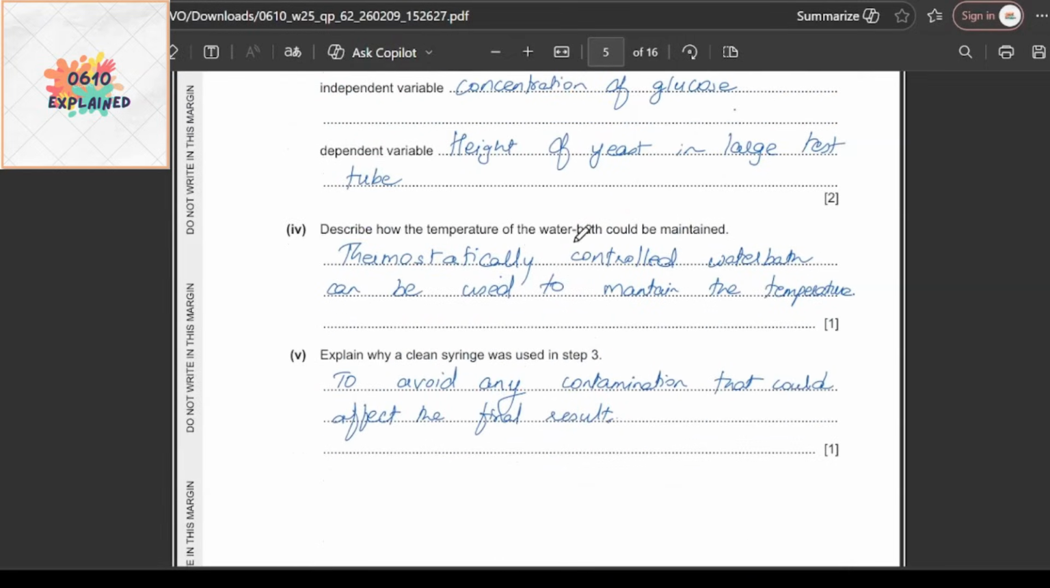Describe how the temperature of the water bath could be maintained. So, a thermostatically controlled water bath can be used to maintain the temperature.